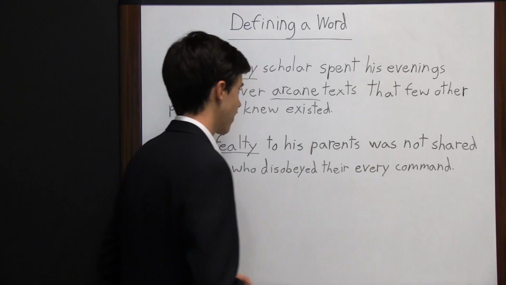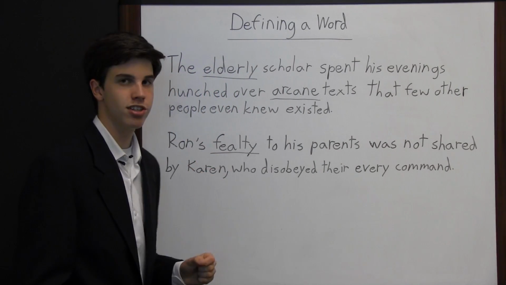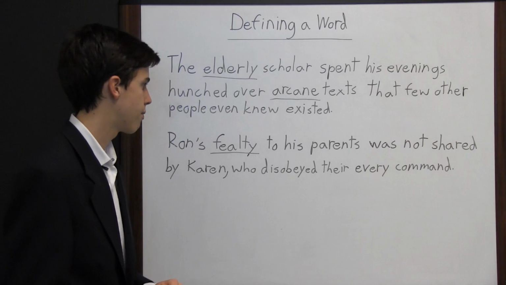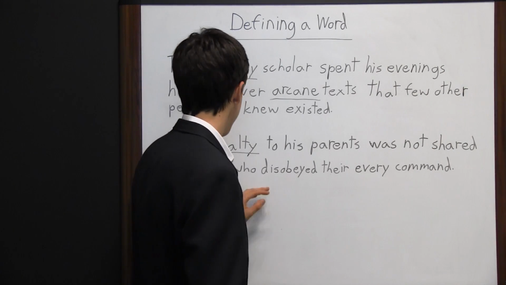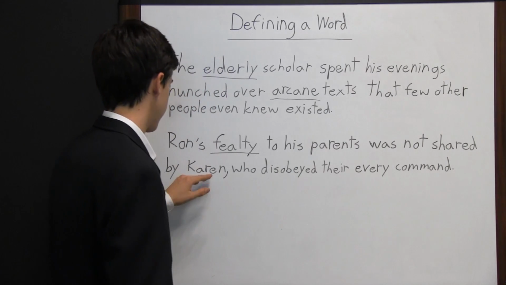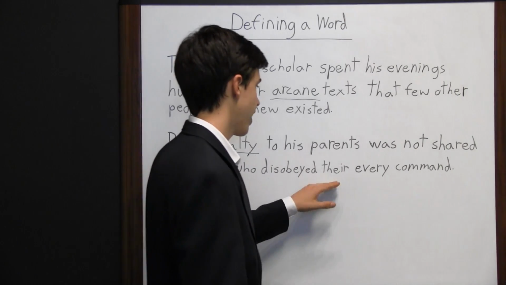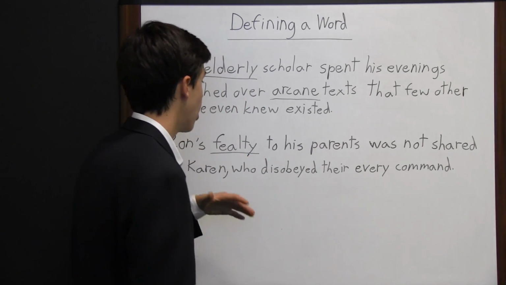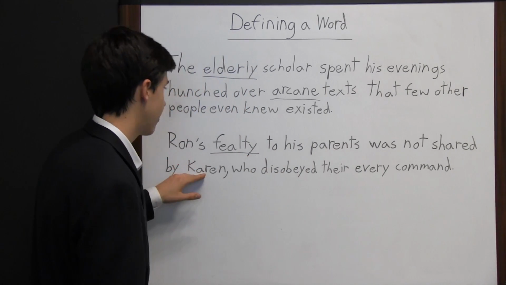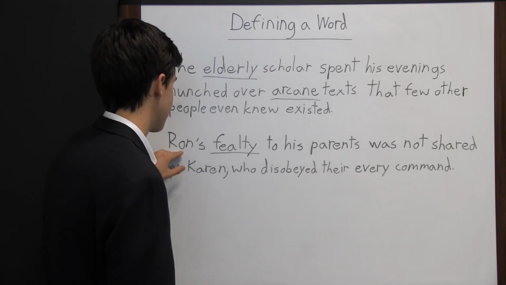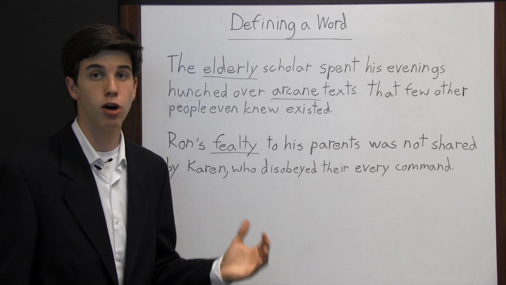Now you'll notice here that there's not very many words that tell us the definition of fealty. Instead, we see words that tell us what fealty is not. Because here it says, Karen, who disobeyed their every command. Here, Ron is being contrasted with Karen. So if fealty is not disobeying their every command, then fealty must mean obeying or being faithful to. Because notice here we're seeing that Karen disobeys their every command, but Ron does not. So Ron must mean not disobeying. In other words, it means obeying.